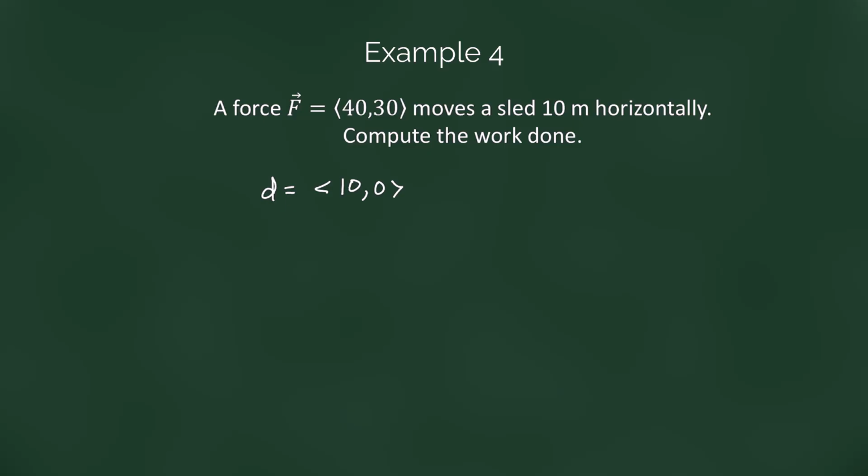So now our work is going to be the dot product of F and D, which is going to be 40 times 10 plus 30 times 0, which is 400. And again, we'll assume that our force is measured in newtons. Our distance we know is measured in meters, so this is going to be joules.